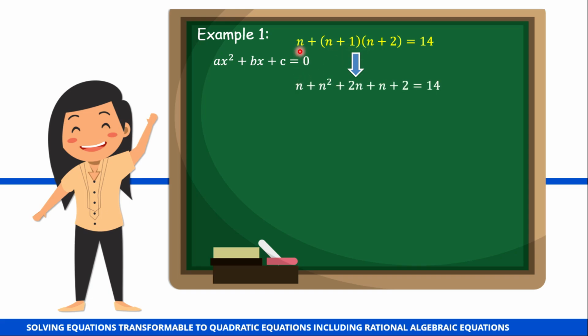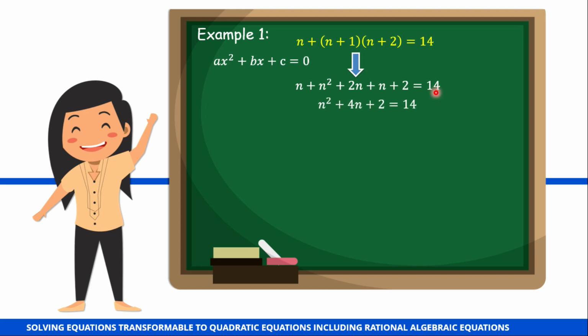Kopyahin lamang ang n na nasa unahan. Pagkatapos, i-multiply ang n by the n dito sa ating kabilang binomial. So, n times n, that is n squared. And then n times 2, we have 2n. And then 1 times n, we have n. 1 times 2, we have 2. Is equal to 14. Kopya lang natin yung 14.